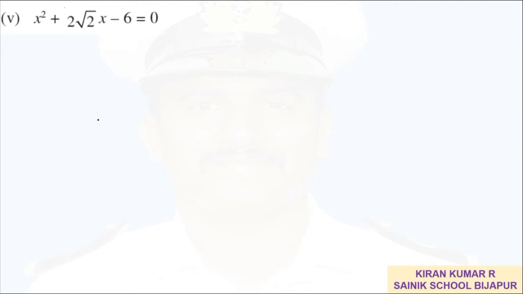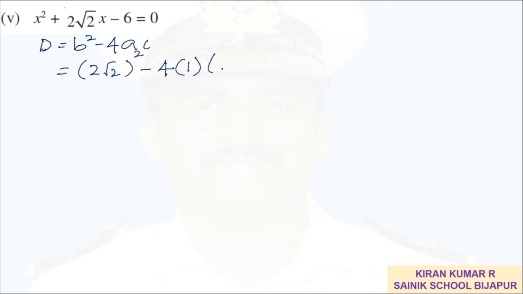Now the next question, 5: x square plus 2 root 2 x minus 6 equal to 0. The same thing, b square minus 4ac, the discriminant value, we will find. B square is 2 root 2 whole square. You should be careful when roots are there. 4 times of a is 1, c is negative 6.